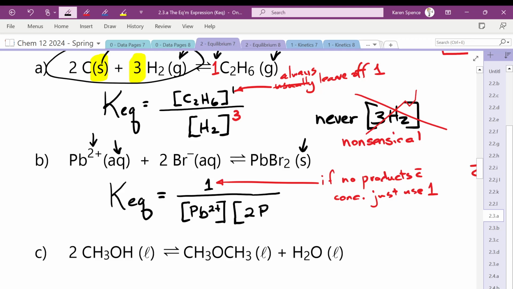Concentration of 2Br minus. You guys are right. No, never concentration of 2Br minus, just concentration of Br minus. You should never have coefficients inside a concentration bracket. Just Br minus. Are we missing anything? Yeah, we've got a coefficient there for the Br, so we need to square the Br concentration.